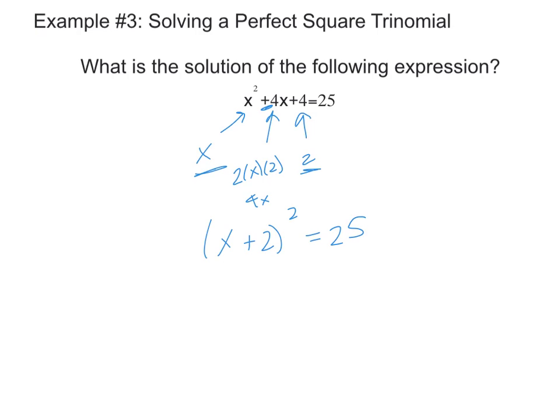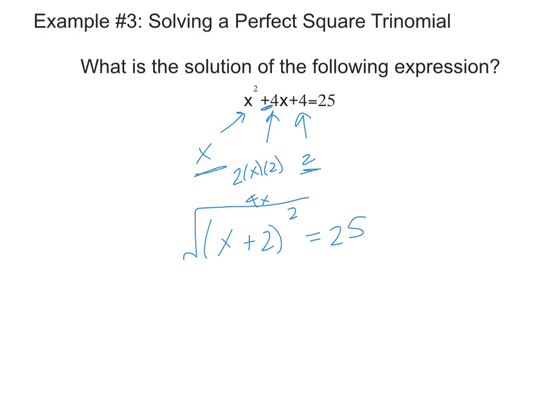So again, this is all about recognizing if you see a perfect square trinomial. If you don't see a perfect square trinomial, then you will continue to move the 25 over and put it in standard form and solve as normal. But here we notice the perfect square trinomial on the left side, so we'll solve it this way.